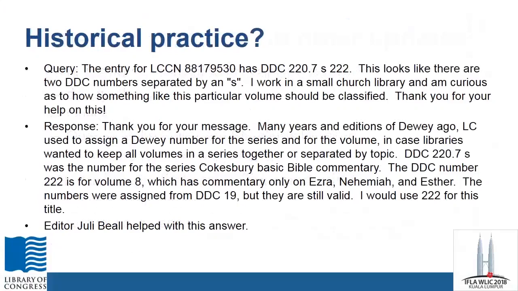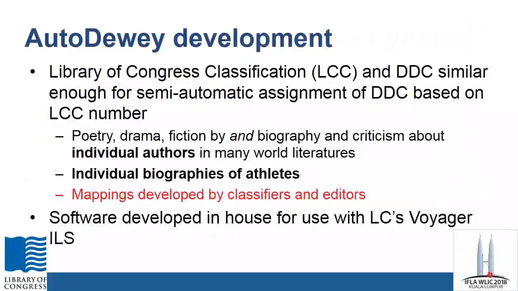It turns out that LC used to assign Dewey numbers for the series and for the volume. So the S was for the series number and the volume. So 222.7 was the series for the Cokesbury Bible commentary, but specifically Ezra, Nehemiah, and Esther were supposed to be in 222. So I was able to answer that question, but again, this was historical practice that I just didn't have that knowledge. Maybe I should update the webpage for that information too, make sure it's up there.